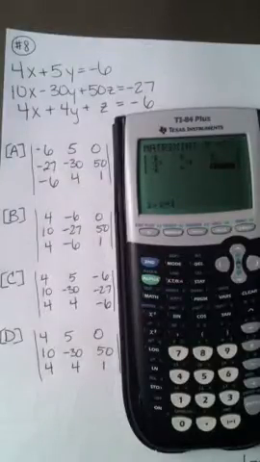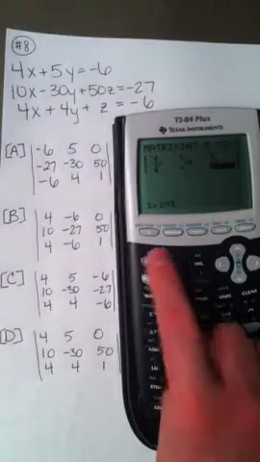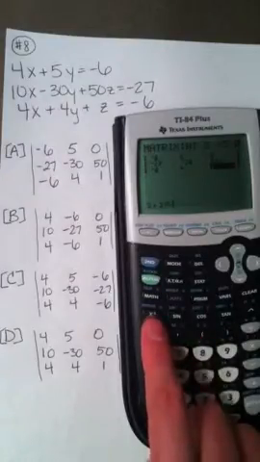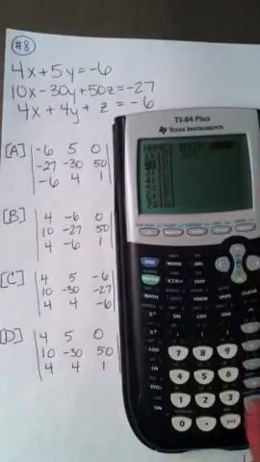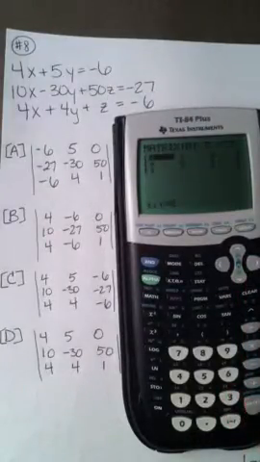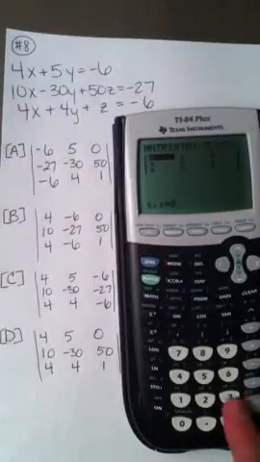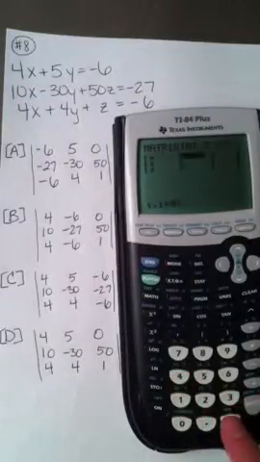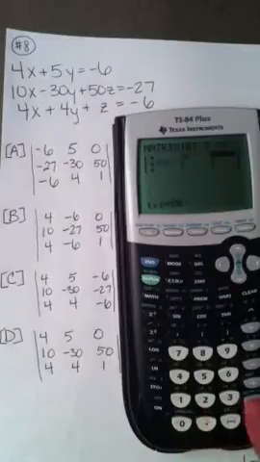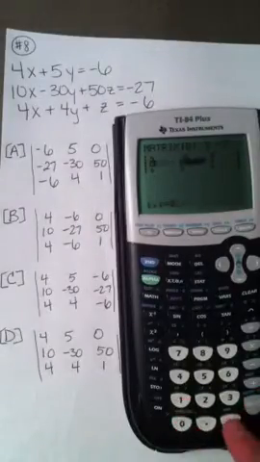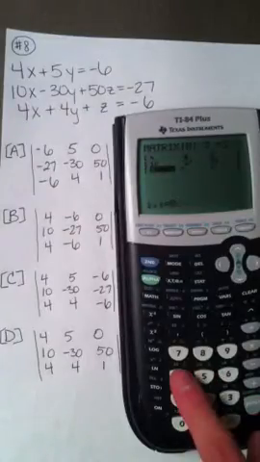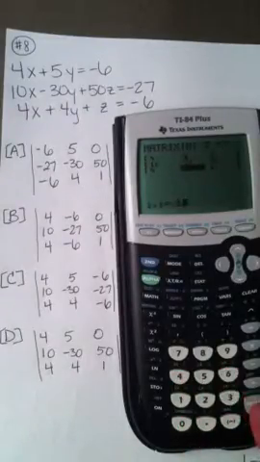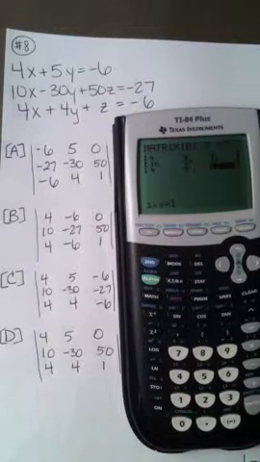Okay, now that I have my first matrix entered, I'm going to go to second, x to the negative 1, which is my matrix. I'm going to go back over to edit, and now down to matrix B. 3, enter, 3, enter will give me the spaces for my 3 by 3. Now enter the rows. 4, enter, negative 6, enter, 0, enter, 10, enter, negative 27, enter, 50, enter, 4, enter, negative 6, enter, 1, enter.